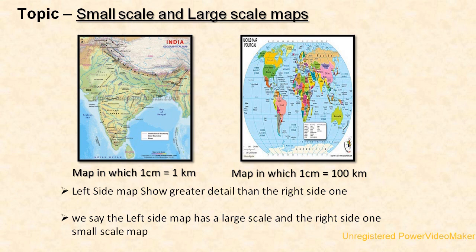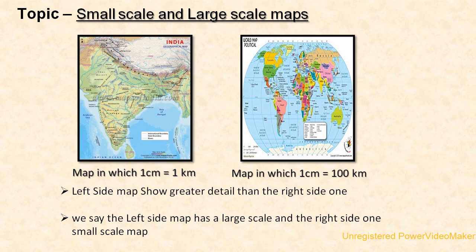While looking at the right side map, the scale used is 1 centimeter is equal to 100 kilometers. So there is no space. Within 1 centimeter we have to show 100 kilometers. So it is very difficult to show the details of that particular place. That's why the first map has more detail than the second map. The left side map shows greater details than the right side one, isn't it?